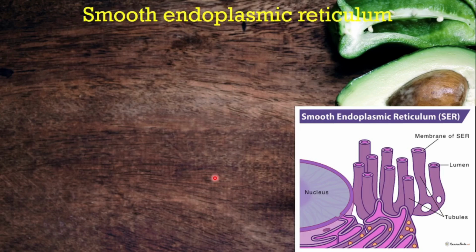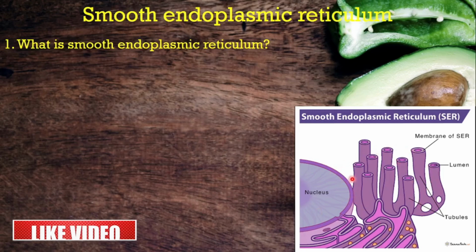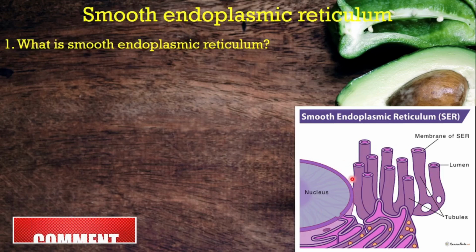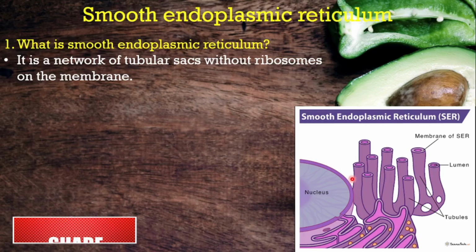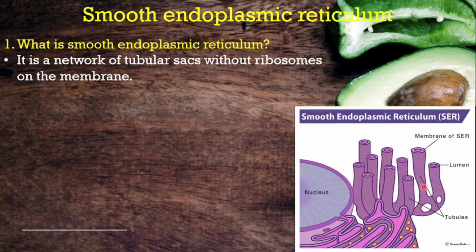Smooth endoplasmic reticulum. What is the smooth endoplasmic reticulum? I have given you already a picture of a smooth endoplasmic reticulum. It is a network of tubular sacs without ribosomes on the membrane. Here you cannot see any ribosomes attached to its membrane. But here you can see these small tiny dots. Actually, those are called ribosomes. They are attached to these rough endoplasmic reticulum.